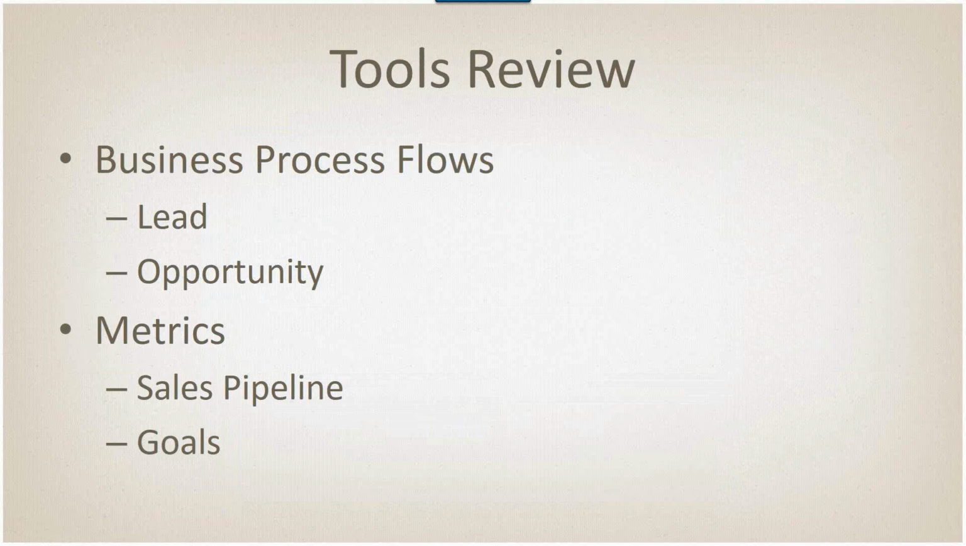So let's go back to the tools that we use here. We create business process flows to tie the lead and the opportunity together, for one, but it also helps us define our process so it's clearly visible to everyone about where things are. The business process flows control the stage, it's linked together, and that is reported into the sales pipeline, and then the same numbers can be applied to goals.